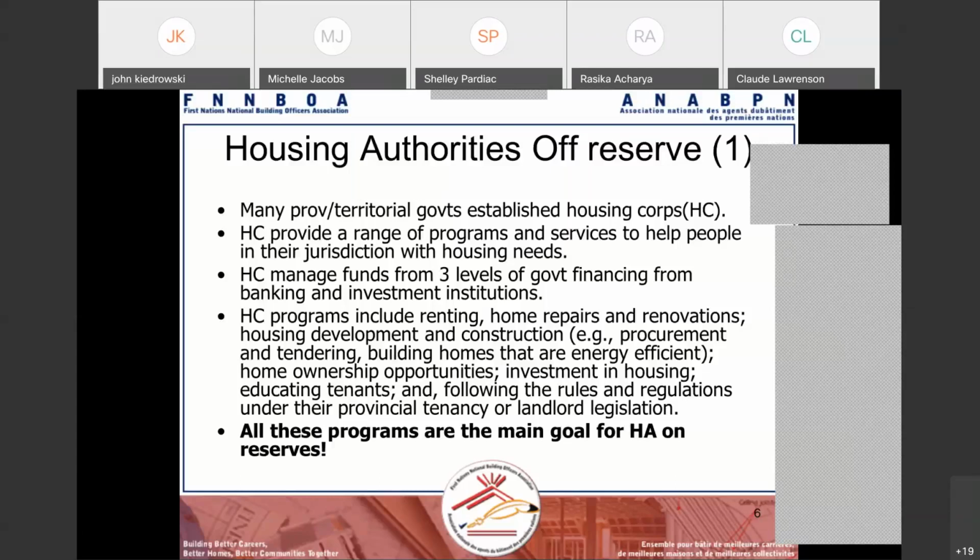What's most important, all these programs have the same goal as a housing authority on reserve. When we look at all those programs, those are exactly what we would want to see in First Nations communities. We want to be responsible for home repairs, renovations, investments in housing, make sure they build energy efficiently, be responsible for procurement. So there's no difference between off reserve or on reserve in town in terms of housing programs. Next, please.